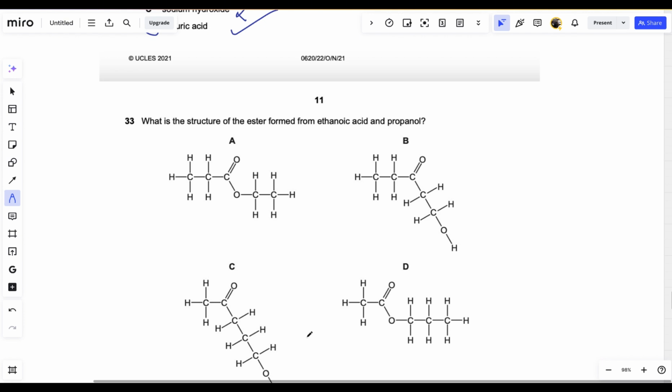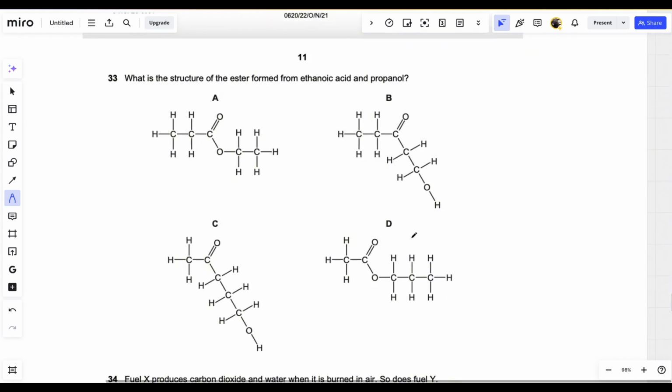What is the structure of the ester formed from ethanoic acid and propanol? If you react propanol with ethanoic acid, you get propyl ethanoate. Propyl is 1, 2, 3 carbons. This is propyl ethanoate. It's an ester because it has the ethanoate group: double bond to O, single bond to O. So I think this is the most correct one.